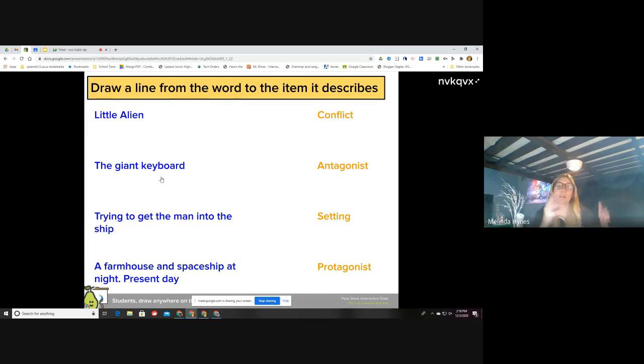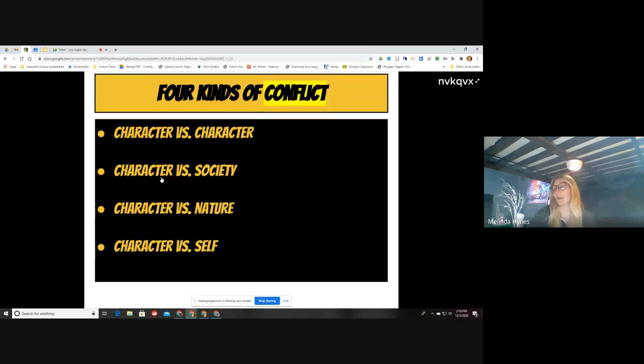So we talked about that the conflict has to do with him trying to get the man out of the ship. But the next thing that we are going to ask ourselves, and this is going to be a multiple choice question for you, is what type of conflict are we dealing with? We're going to try and determine: is it character versus character, character versus society, character versus nature, or character versus self? So just a quick reminder, character versus character means you actually have two characters fighting against each other.